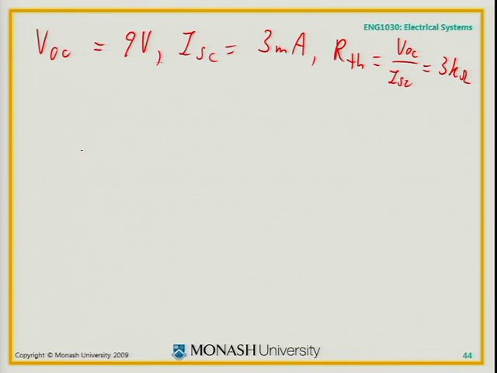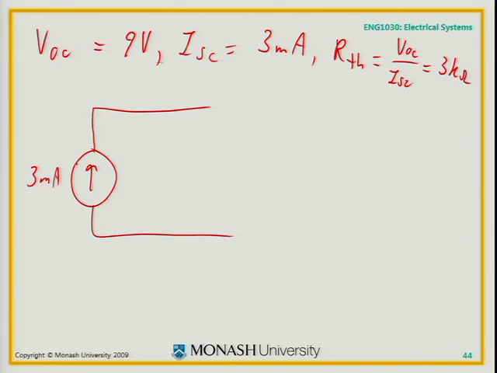So therefore the Norton equivalent circuit is 3 milliamps and 3 k ohms. The other one was 9 volts in series with 3. In this case, it's 3 milliamps in parallel with 3. I could put my other resistor on it, the 6K resistor, back on.